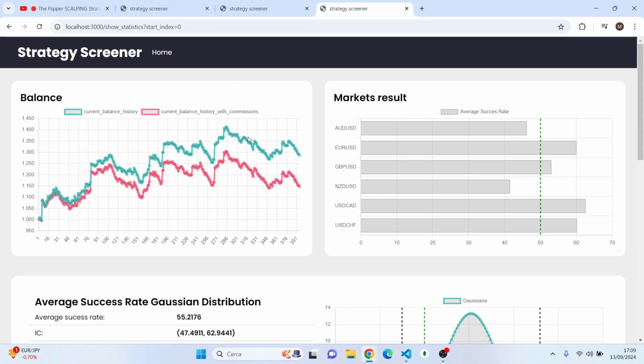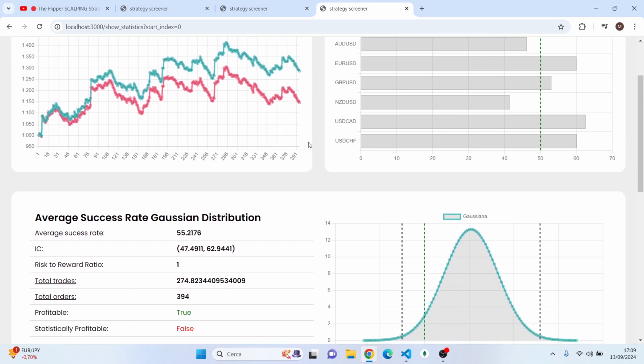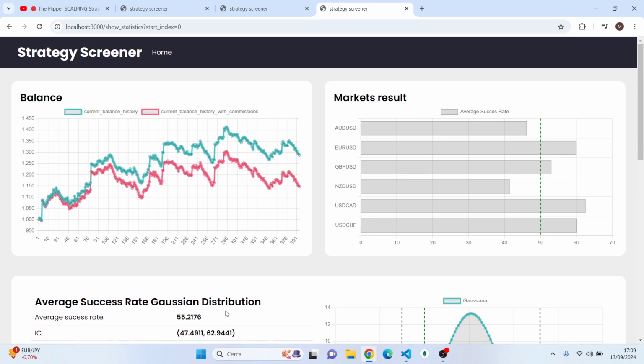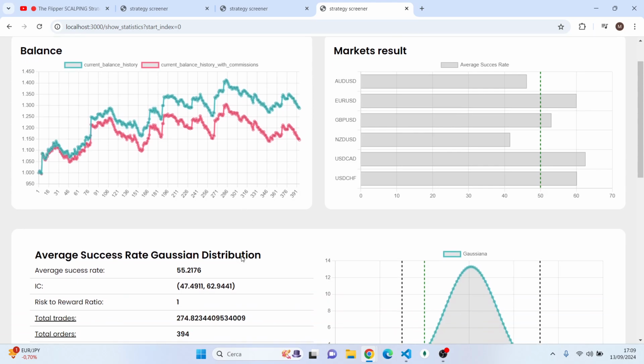Okay, as you can see, now the strategy is profitable. We were able to turn it into a profitable strategy, but there is always the risk that we have overfitted the strategy. As you can see, the number of trades is very, very low. Like 400 trades are not enough for me to say that a strategy can be profitable. I would not try it live.